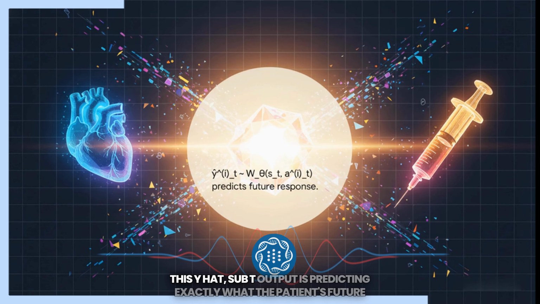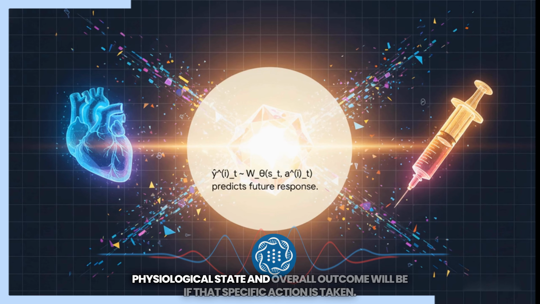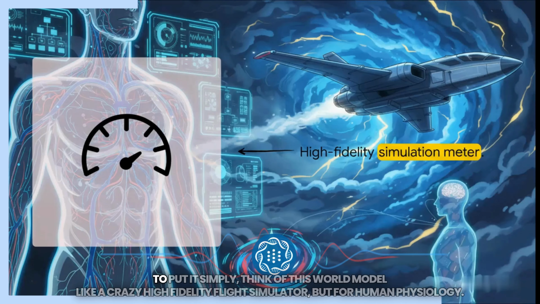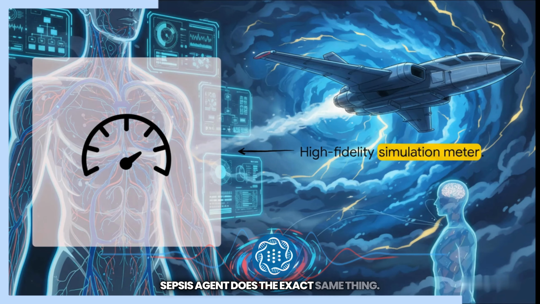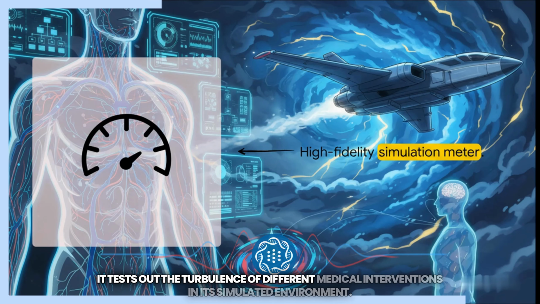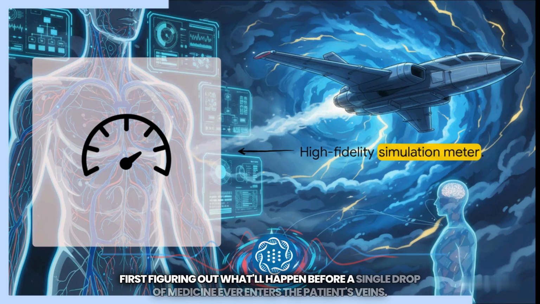This Y hat sub t output is predicting exactly what the patient's future physiological state and overall outcome will be if that specific action is taken. To put it simply, think of this world model like a crazy high-fidelity flight simulator, but for human physiology. Before an airline pilot flies a new plane into a severe thunderstorm, they're going to test it in the simulator first, right? SepsisAgent does the exact same thing. It tests out the turbulence of different medical interventions in its simulated environment first, figuring out what'll happen before a single drop of medicine ever enters the patient's veins.